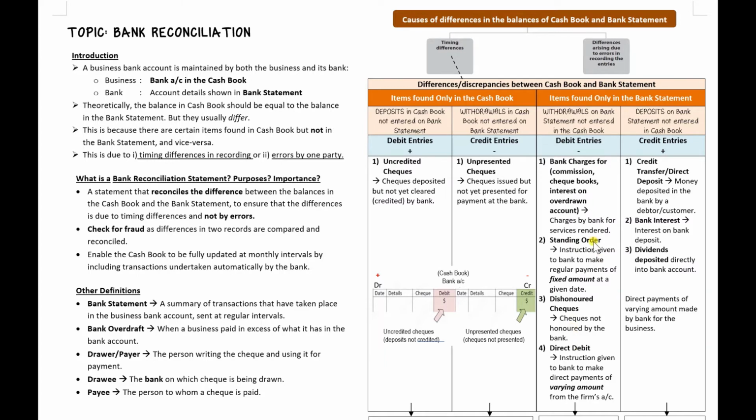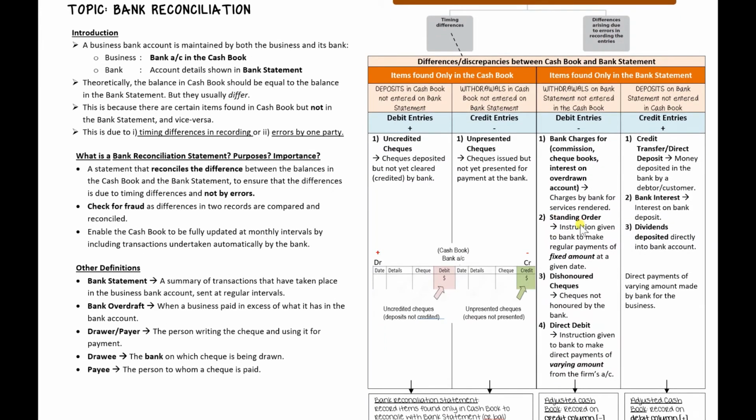Okay, these two are kind of the same but different. They are payments made directly by the bank on the business's behalf, but the difference is that with a standing instruction, they pay a fixed amount at a given date. For example, every 30th of the month, they pay 150 for the business insurance. Monthly, they pay 150 on the 30th of every month.